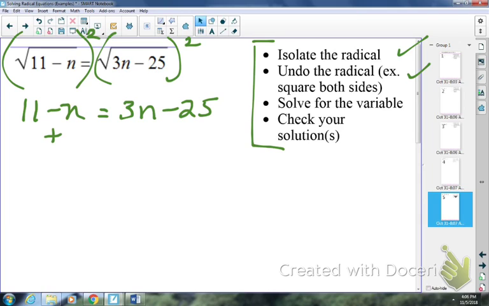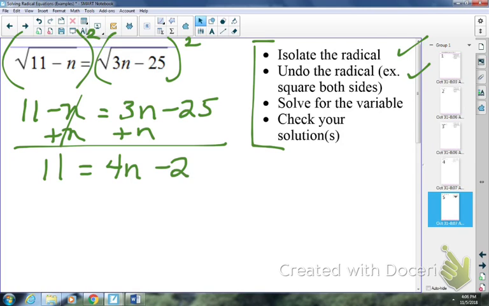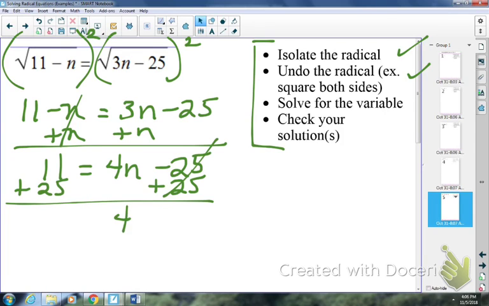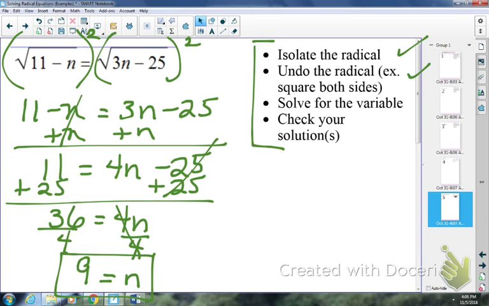My first thought would be to add n to both sides. So we're going to have 11 equals 4n minus 25. To continue solving for n, we're going to add 25 to both sides. So 4n is going to equal 36. To finish solving for n, we're going to divide by 4. So I got n to equal 9. So we solved for the variable.